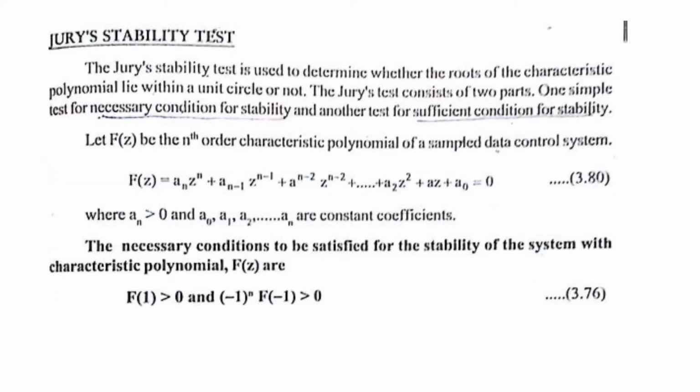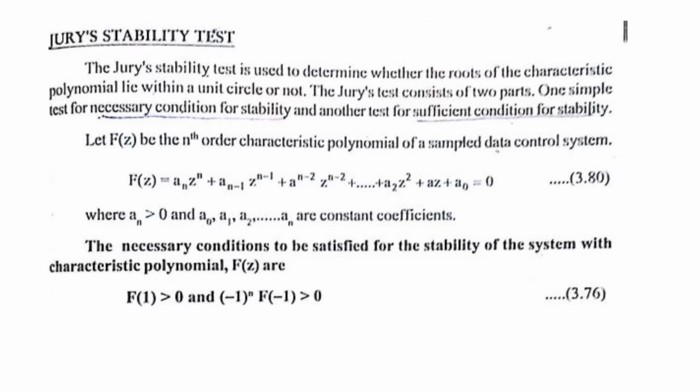So first we'll see what is Jury stability test. In Jury stability test, we find out whether the roots lie inside the unit circle or not, right? So this is a test which is used for finding out whether the roots of the characteristic equation lie inside the unit circle or not. Okay, so in this we have two major parts of the Jury test: one is a necessary condition and the other is a sufficient condition to check the stability. Okay, so necessary condition and sufficient condition.